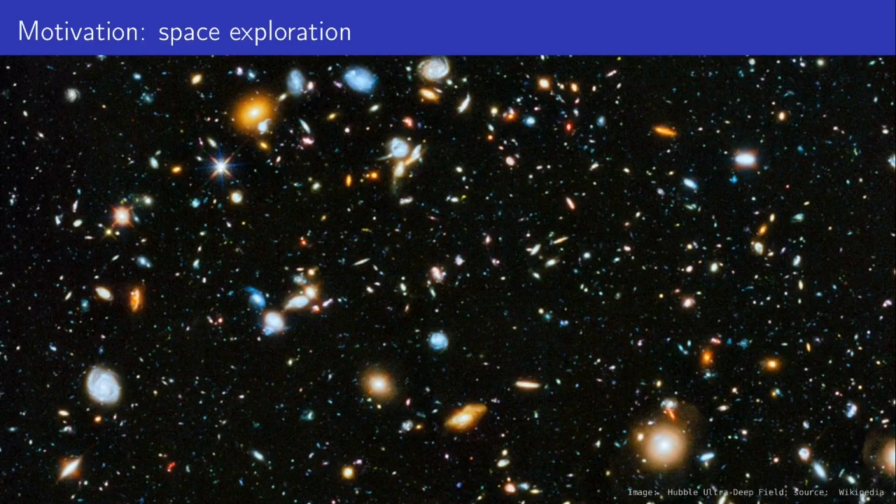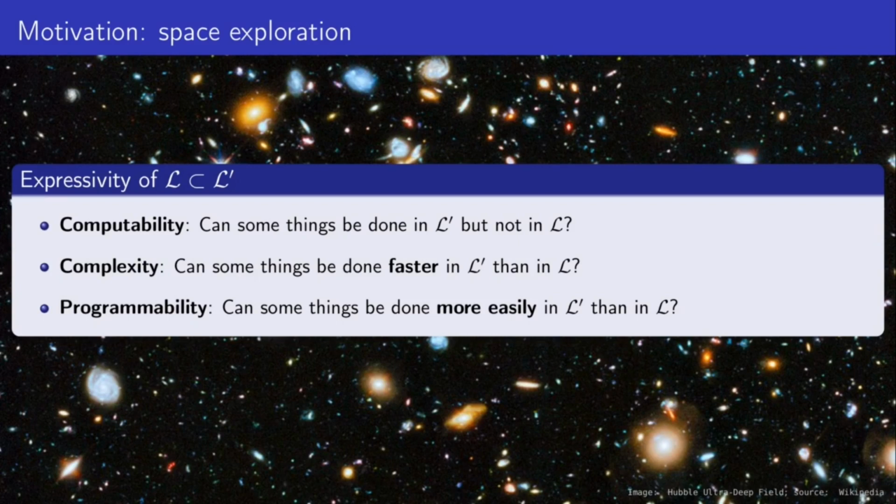The purpose of this work is really to explore space. The space I have in mind here is the design space of programming languages. When studying the expressiveness of some language feature, like first-class control, it is customary to consider a language with the said feature, and then the fragment modulo that feature. Then we can pose questions along different dimensions, such as computability, complexity, and programmability.